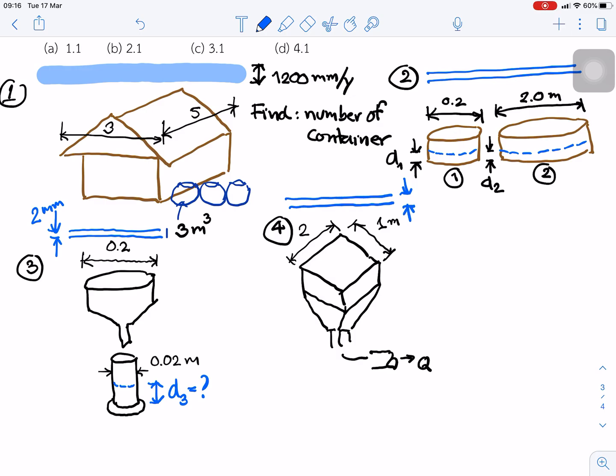It collects the rainfall, and the rate of rainfall is 10 millimeters per minute. So the question is what is the Q in terms of cubic meters per minute, if the water flows to the pipe?